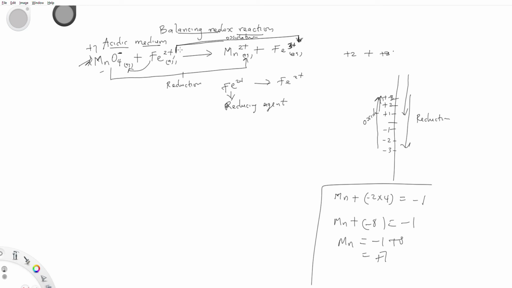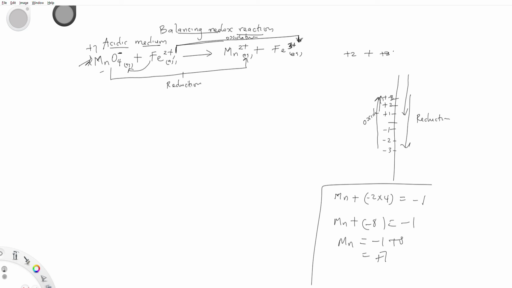So the one that is being oxidized is the reducing agent, and the one that is being reduced is the oxidizing agent. So MnO4 minus here is the oxidizing agent because it accepts electron from Fe2 plus. Then Fe2 plus becomes oxidized and MnO4 minus itself becomes reduced, so it is the oxidizing agent. So the logic is that the one that is being reduced is the oxidizing agent and the one that is being oxidized is the reducing agent. So having said that, let's now go into balancing the redox reaction.